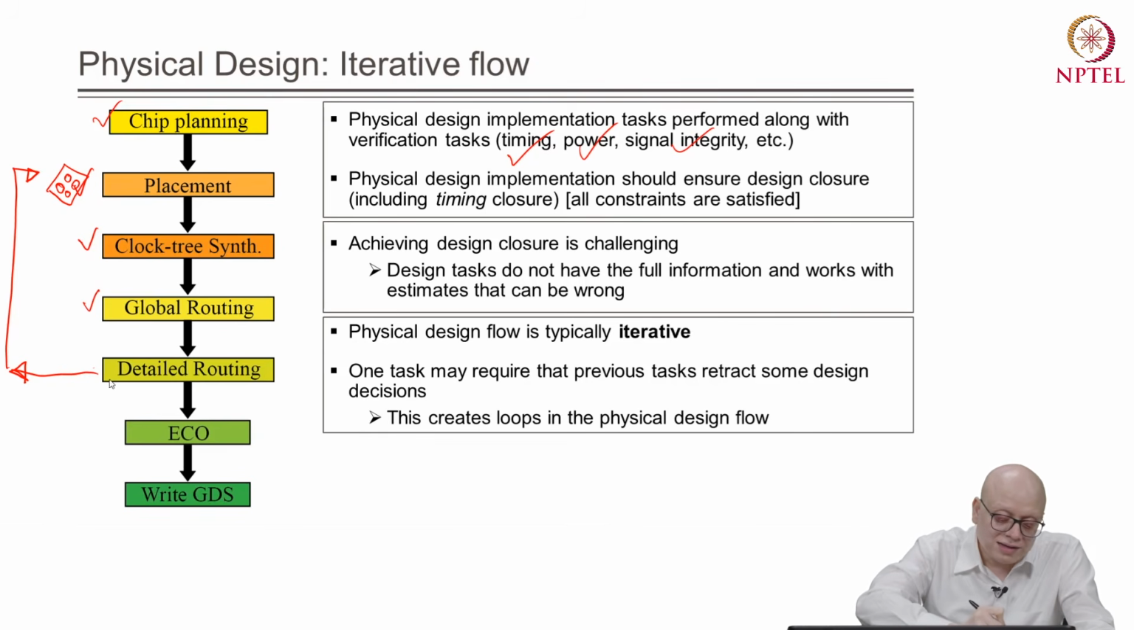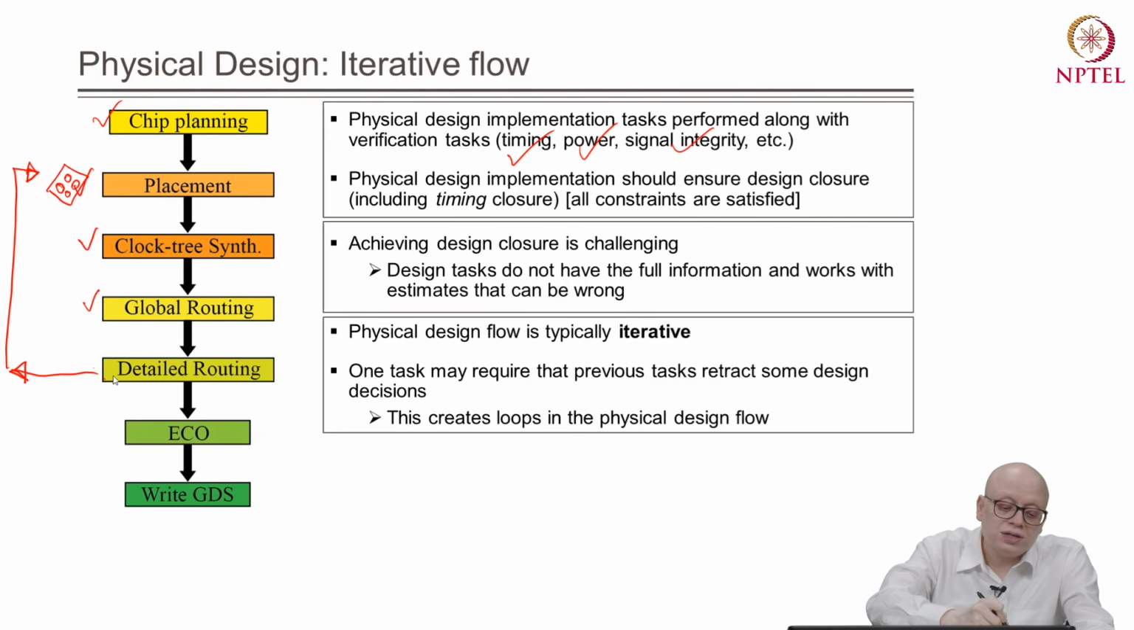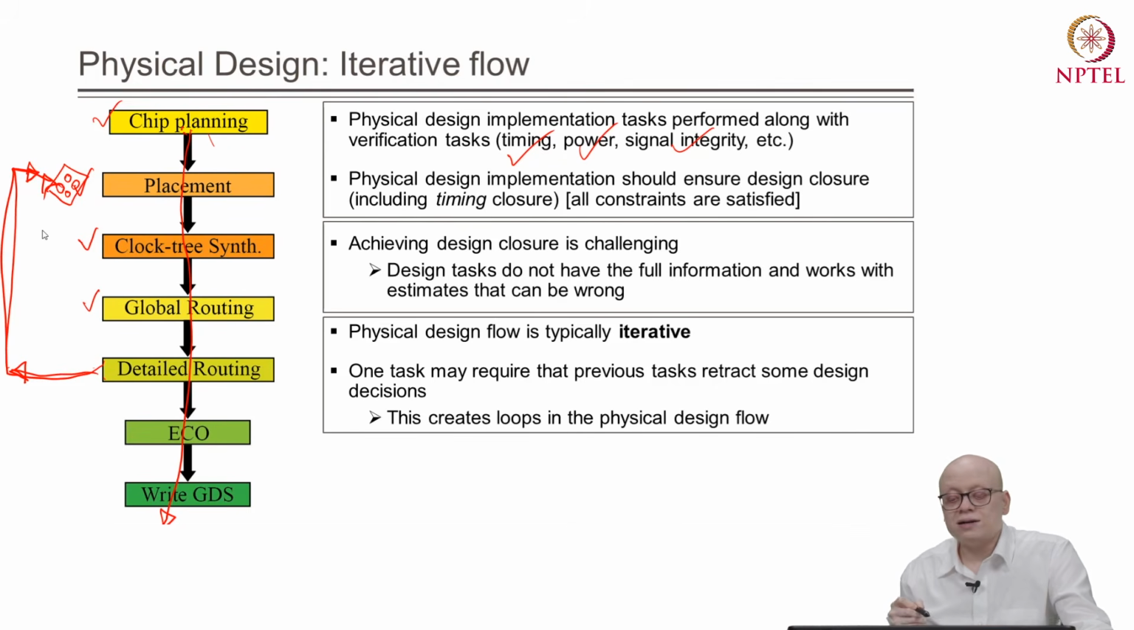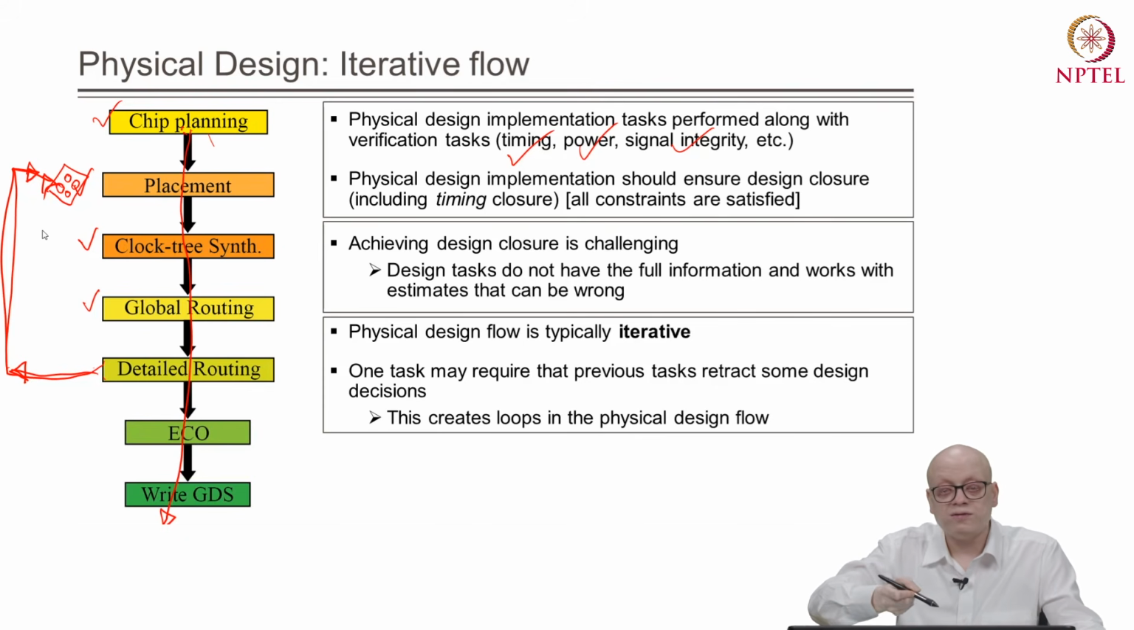So if we are in one design task, we might need to go into the previous design task to fix some problem, and this kind of thing introduces feedback in the loop. We should understand that the flow that we have shown is from, say, chip planning to the final writing of the GDS. It is not completely linear in one direction. There can be loops and iterations of these steps, and these iterations are required because we might need to retract some of the decisions made by the previous design task.